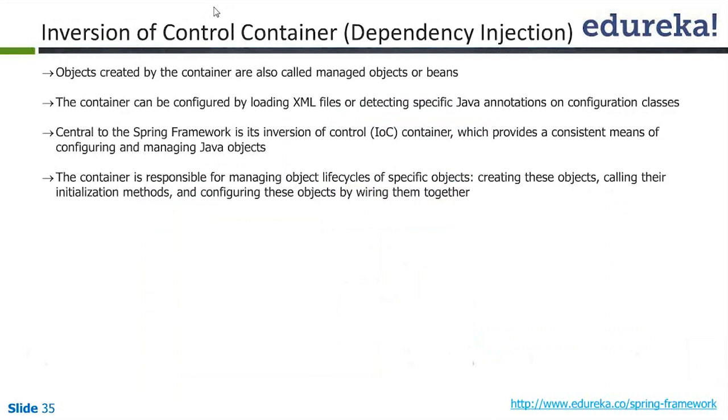Central to the Spring framework is its inversion of control container, which provides a consistent means of configuring and managing Java objects. The container is responsible for managing object lifecycles of specific objects. So, what is the container responsible for? Creating the objects, calling their initialization methods, and configuring these objects by wiring them together. Wiring means injecting or associating.